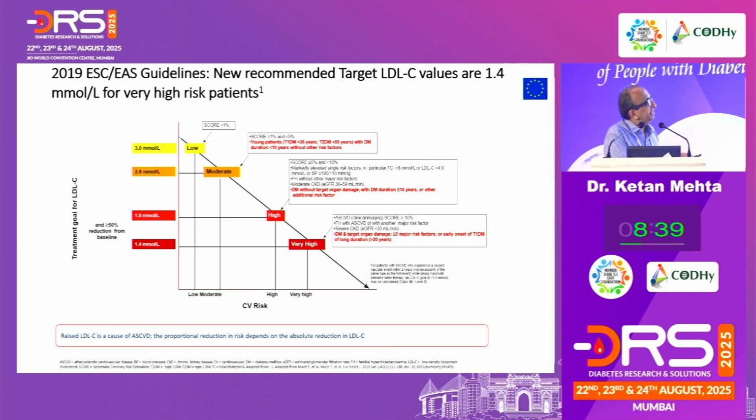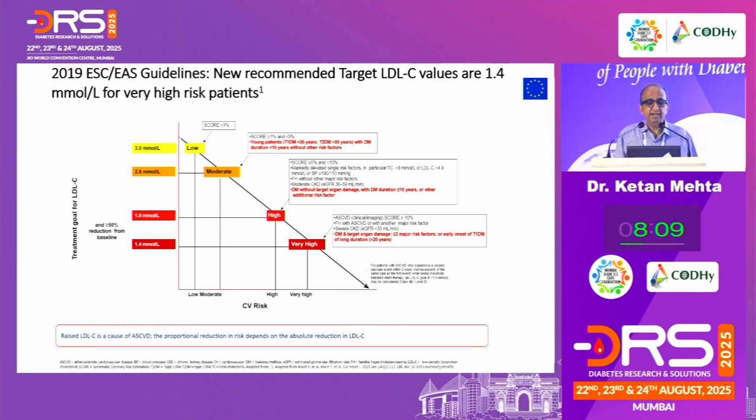Otherwise, high risk means diabetes without target organ damage, but diabetic duration more than 10 years with an additional risk factor. It is high, which is 1.8 millimoles per liter, which comes to around 70. And very high, where there is diabetes with target organ damage, or more than 3 major risk factors, or early onset diabetes with long duration, the target should be 55.